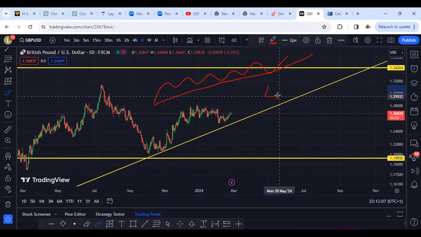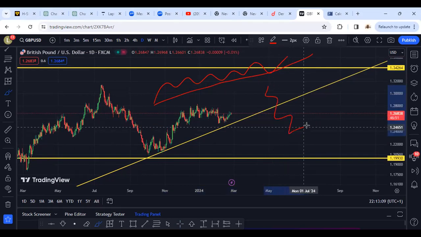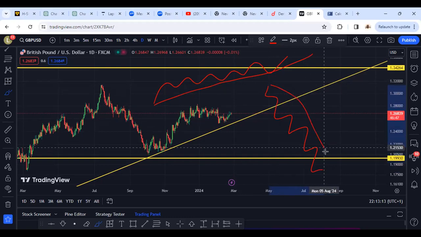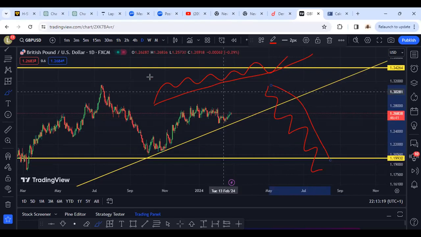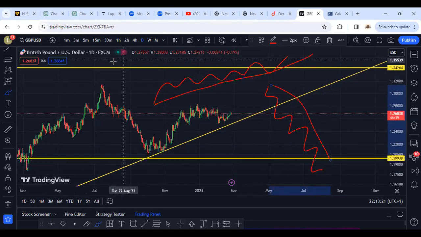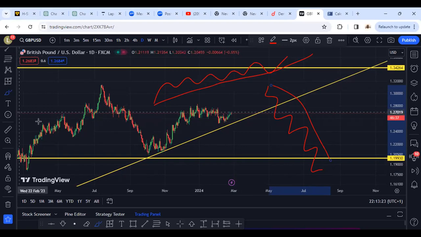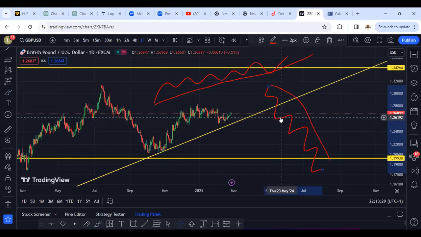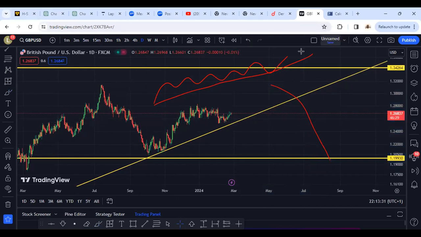When price does like this, like this, like this, this is called a downtrend, lower highs and lower lows. So for now, the GBP USD has given us an uptrend formation because, according to the weekly time frame, it's giving us an uptrend. Let me remove all the drawing.